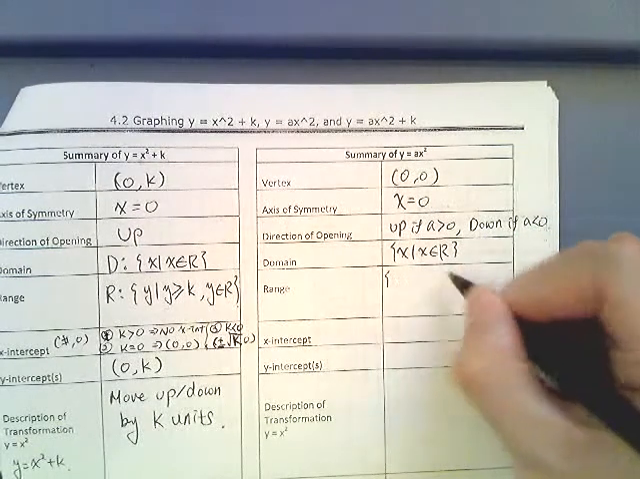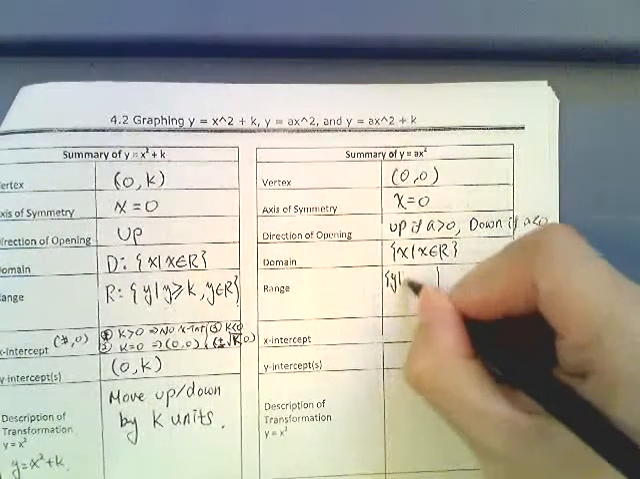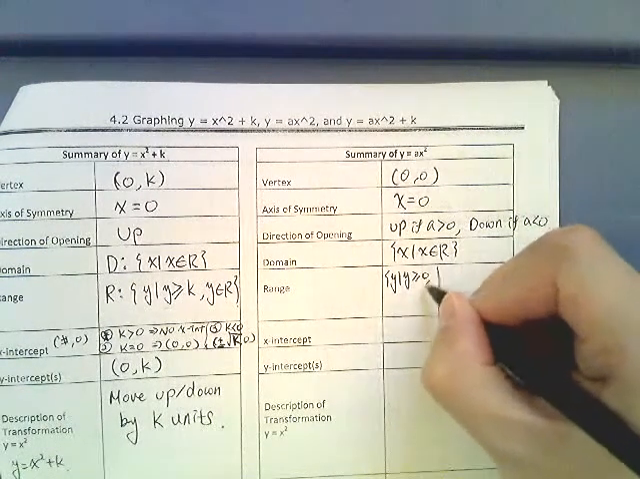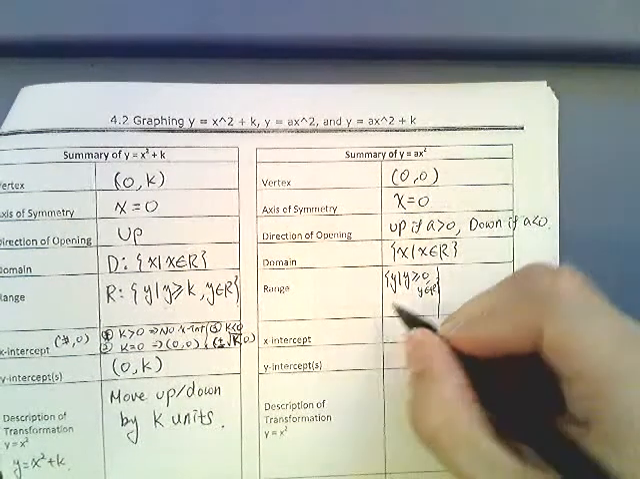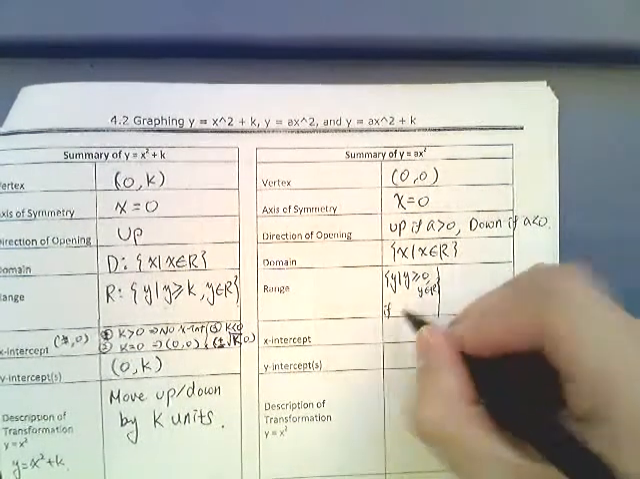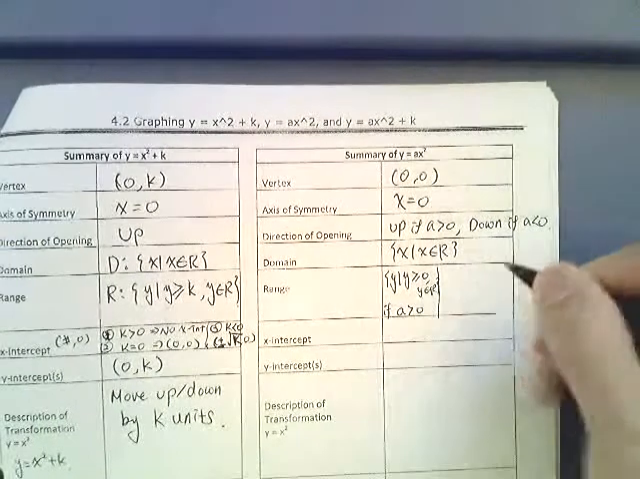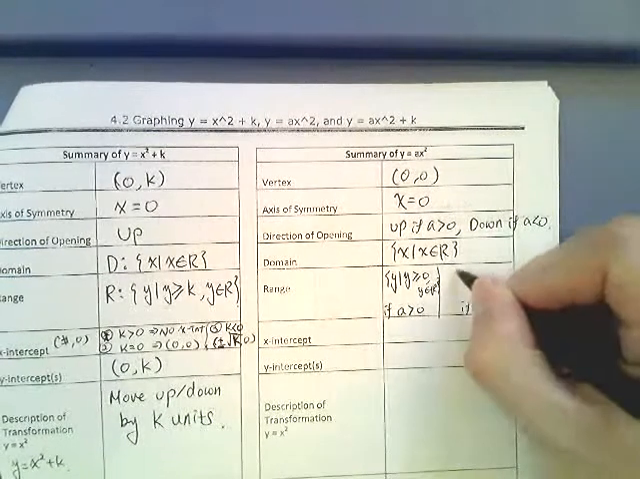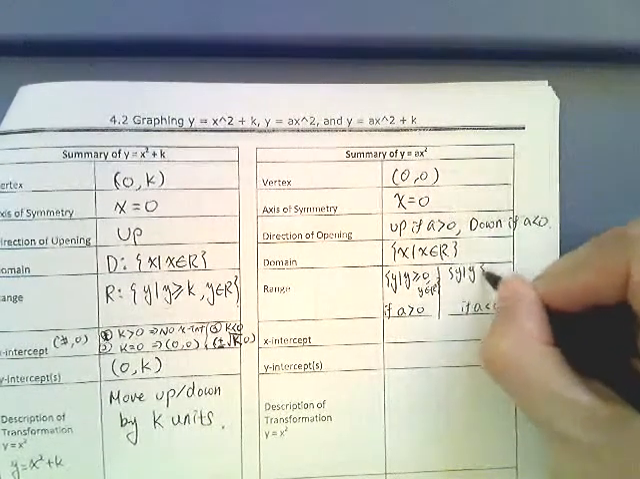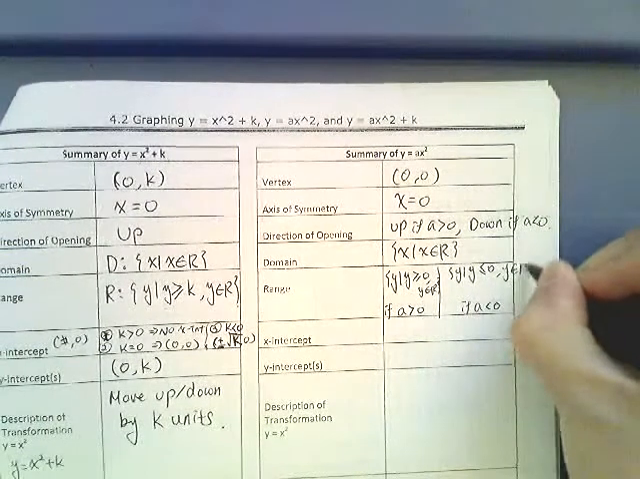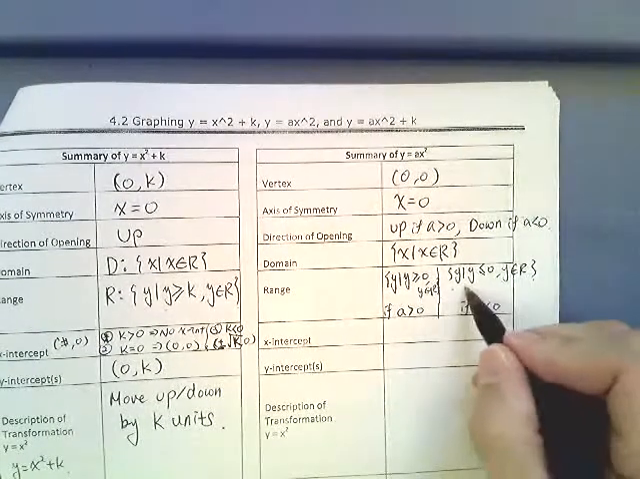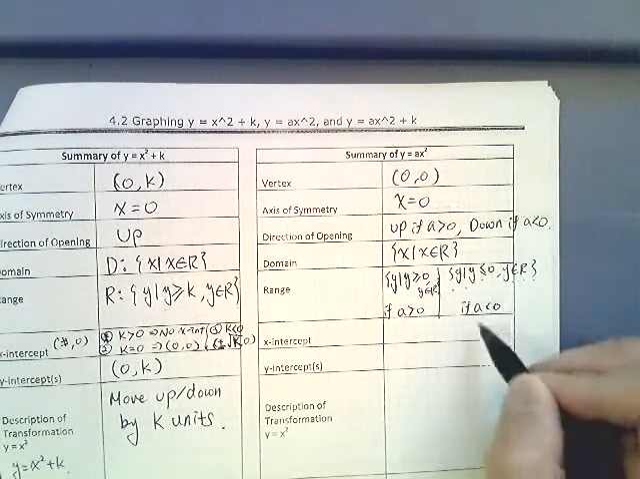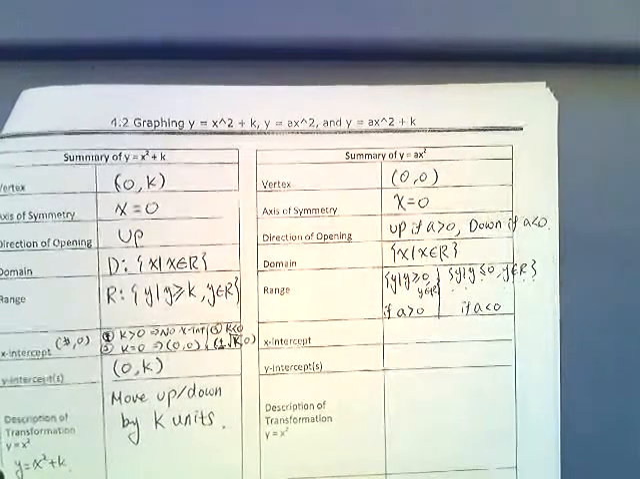So there are two cases. I'm going to put two cases. y such that y is greater than or equal to 0, an element of real number, and this is when a is greater than 0. Now if a is less than 0, then the range will be the opposite way. That is, y such that y is less than or equal to 0 and y is an element of real number, and this is when a is less than 0.